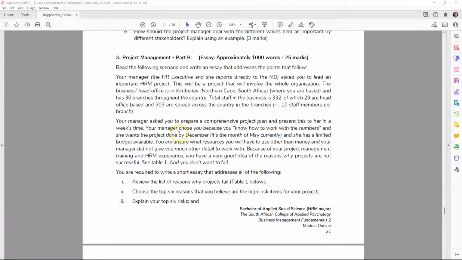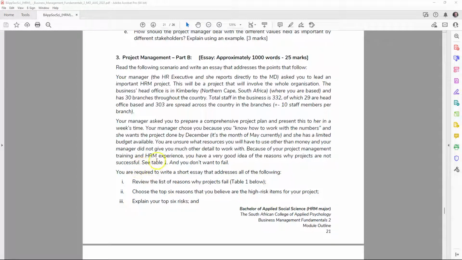So your manager asked you to prepare a comprehensive project plan and present this to her in a week's time. The manager chose you because you know how to work with the numbers, and she wants the project done by December. And now it's already the month of May. And she has a limited budget available. You are unsure what resources you will have to use other than money, and your manager did not give you much other detail to work with. Because of your project management training and HRM experience, you have a very good idea of the reasons why projects are not successful.